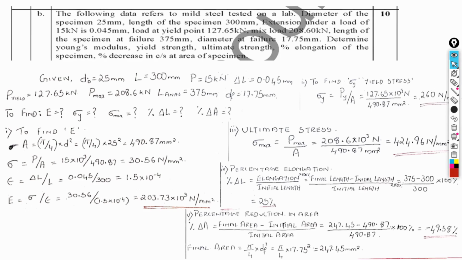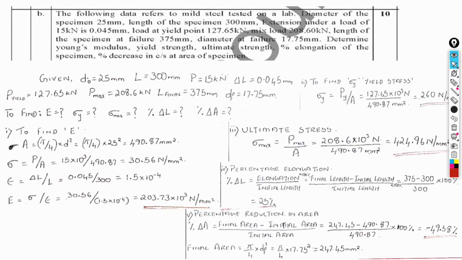Percentage reduction in area, final area minus initial area divided by initial area. So the values are 247.45 minus 490.87 divided by 490.87, that is the initial area, into 100. We will get 49.58% in terms of minus. That represents the reduction in area. The final area equals pi by 4 into diameter at failure square. We will get 247.45 mm square.